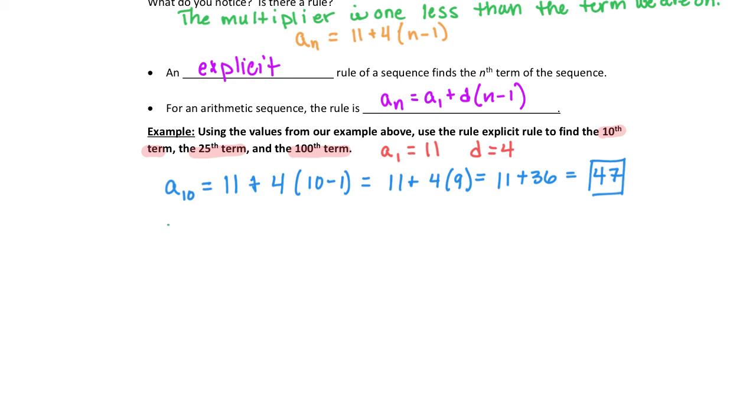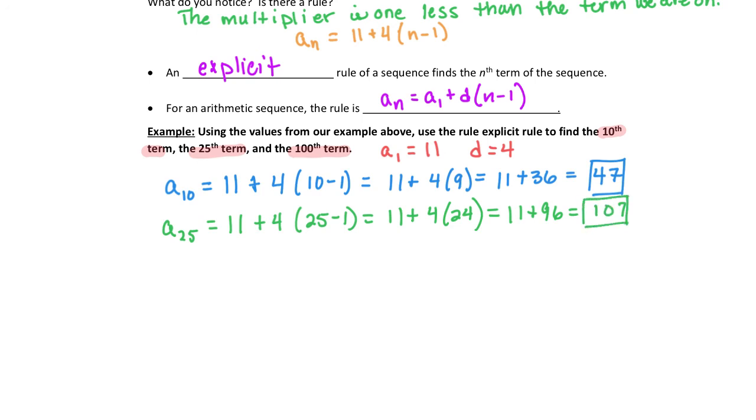Let's try this out now for the 25th term. So on the child's 25th month, if its original name was 11, and we added 4 every month, we'd take 25 minus 1, which is going to be 24, 11 plus 4 times 24. That'll be 11 plus 96. I used a calculator, and my final answer is going to be 107.